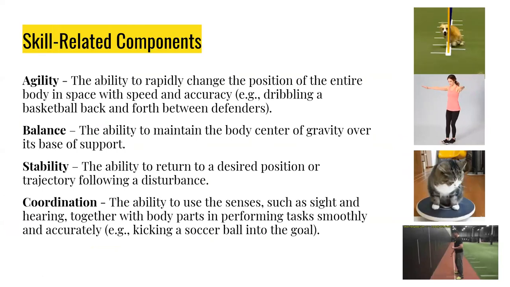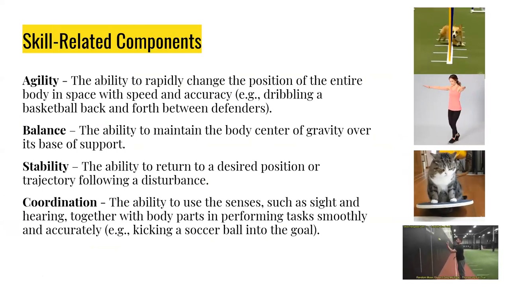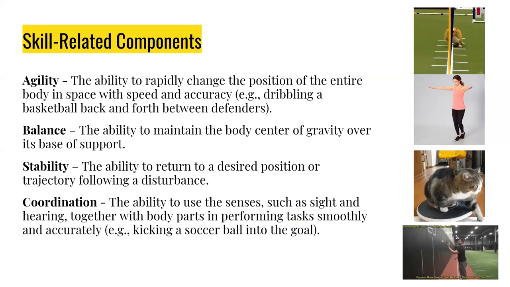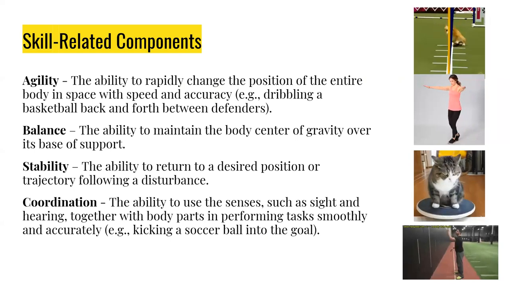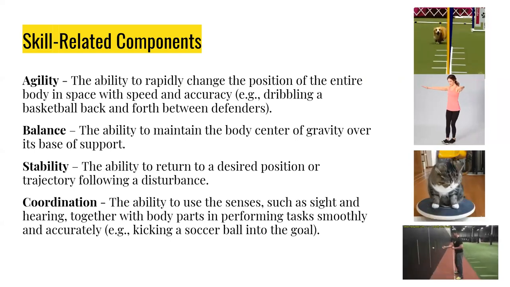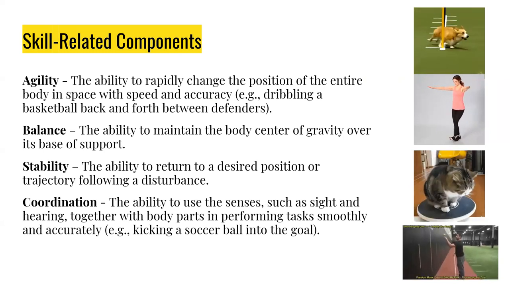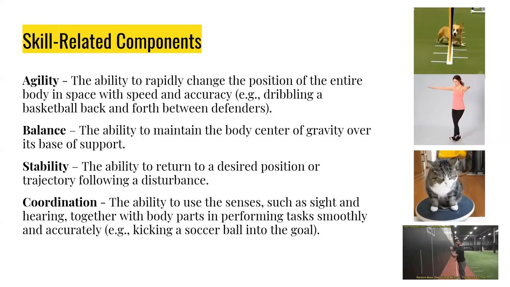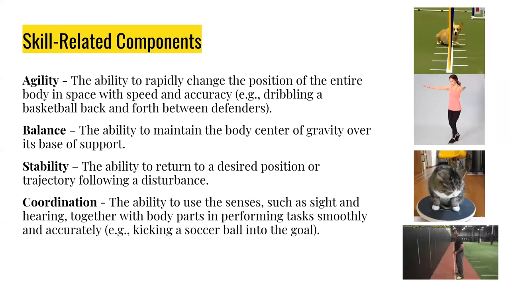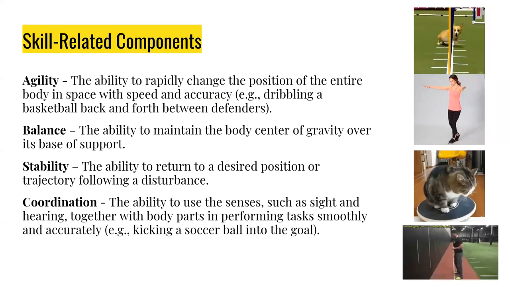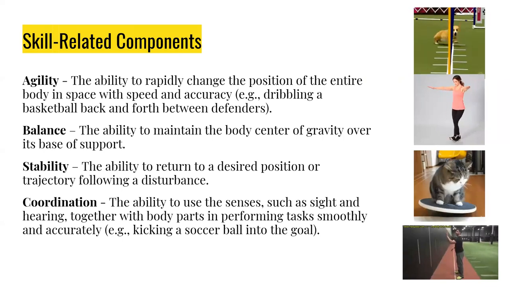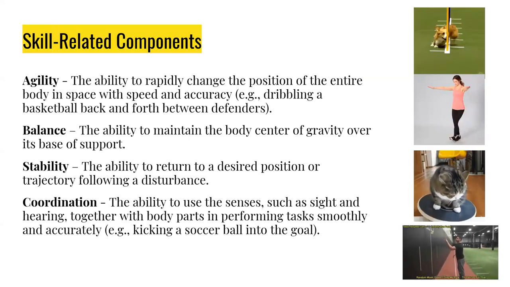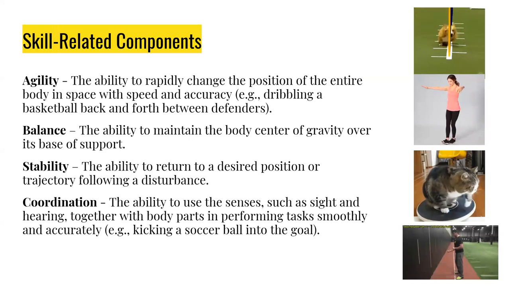Agility is the ability to rapidly change the position of the entire body in space with speed and accuracy. An example is dribbling a basketball back and forth between defenders. For today's lab, we'll be able to test agility using the T-test and the Edgren sidestep test. For balance, this is the ability to maintain the body's center of gravity over its base of support. For example, doing a tandem walk. Stability is the ability to return to a desired position or trajectory following a disturbance.